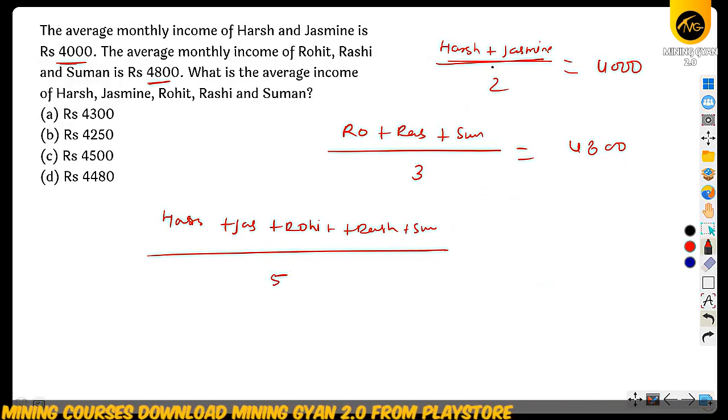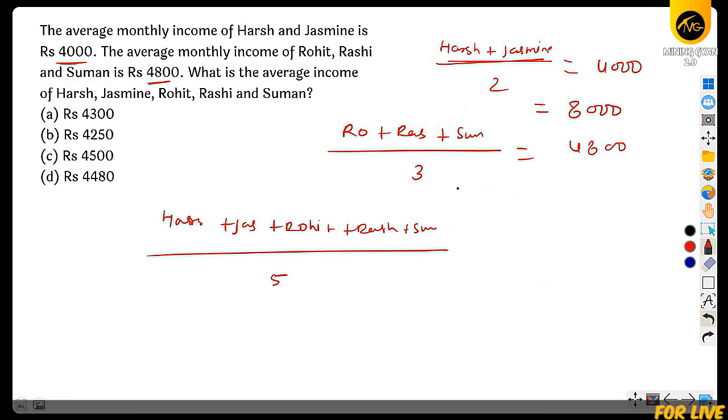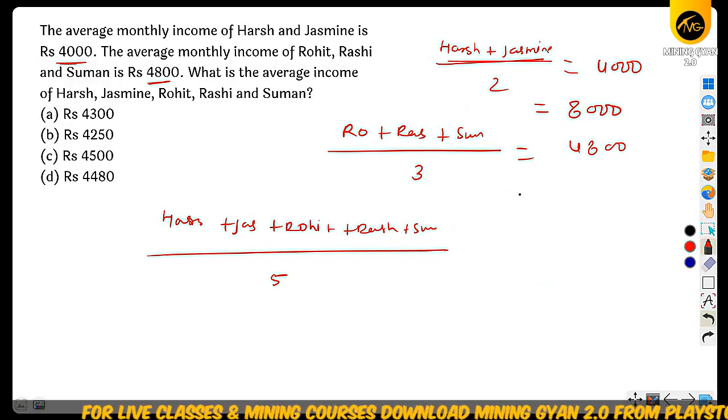Okay, it will be the average income of Harsh and Jasmine. That means income of Harsh and Jasmine will be 4,000 into 2, that means 8,000 is the income of Harsh and Jasmine. So income of Rohit, Rasi and Suman will be 4,800 into 3. That means it will be 48 into 3, 14400.